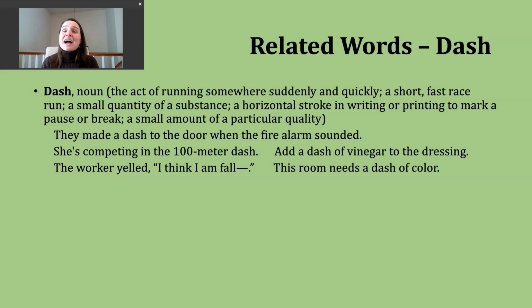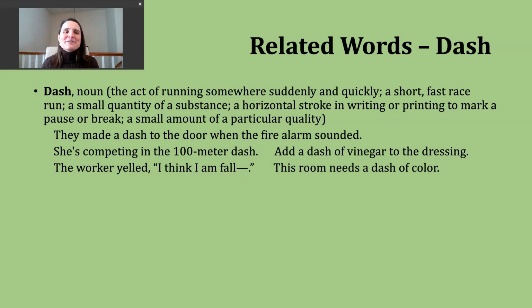Another way to use the noun dash is to refer to the horizontal stroke in writing or printing that marks some type of pause or break. So I've used one here in my example sentence. The worker yelled, "I think I'm fall—" So this mark here would be an example of a dash. It's sort of noting the speaker's voice stopped or can't be heard at this point. Okay. You might see that as you engage in more reading.